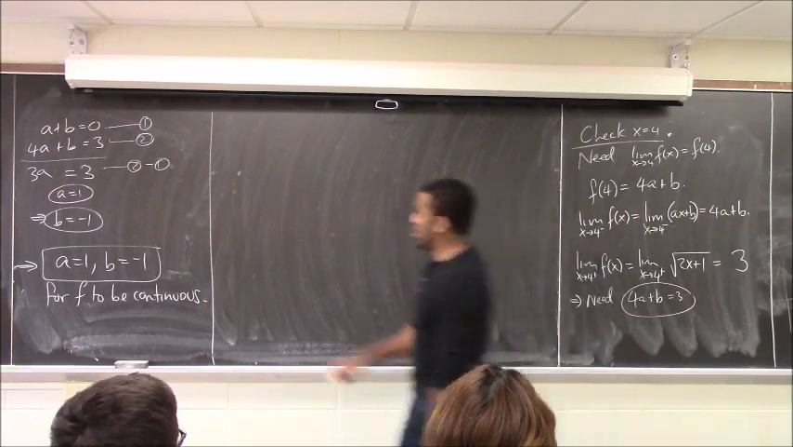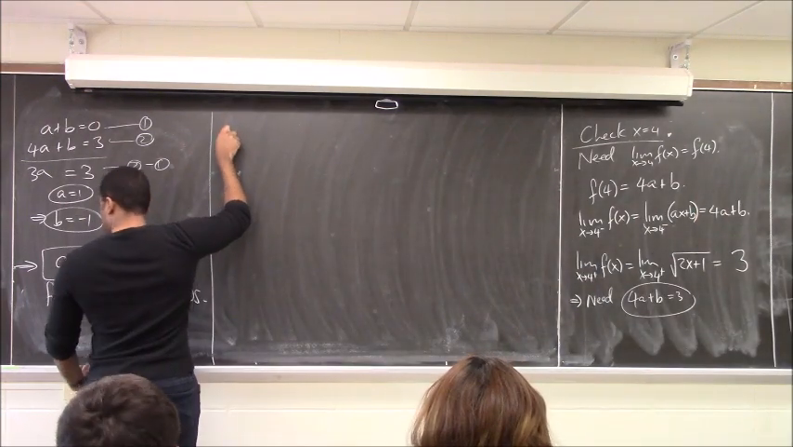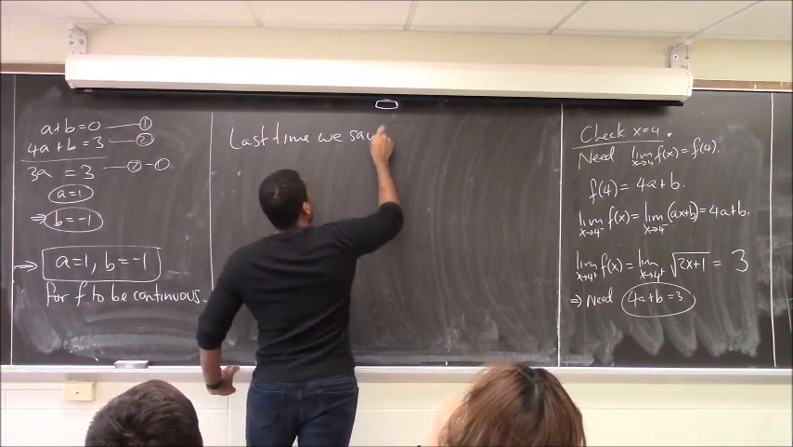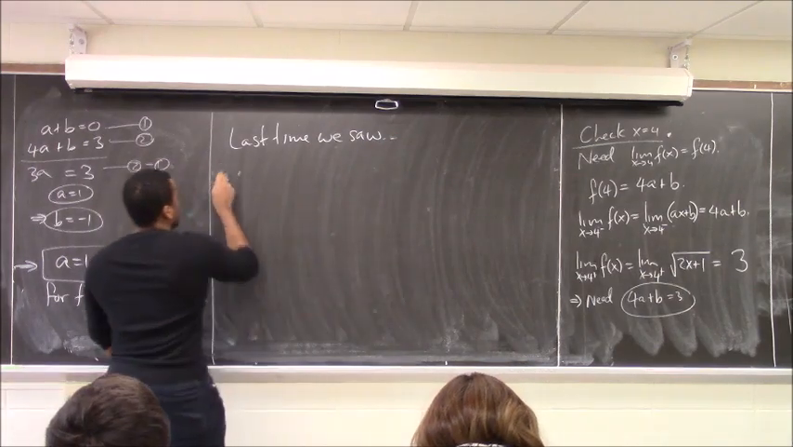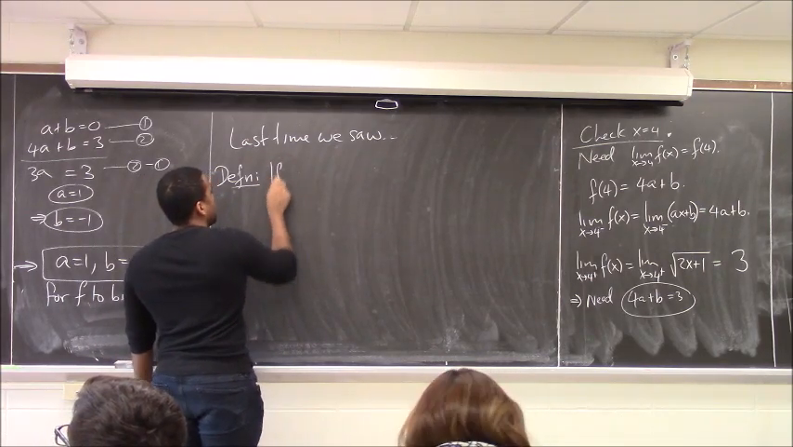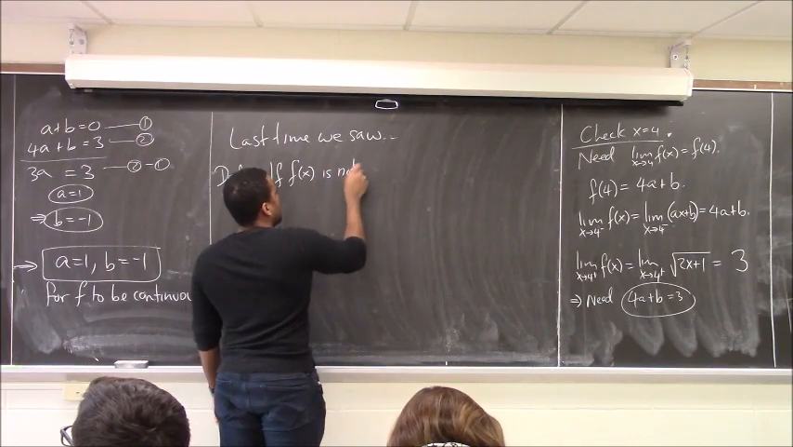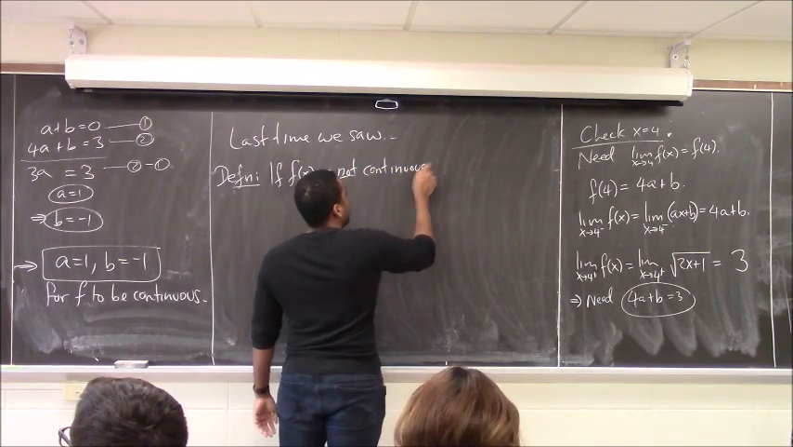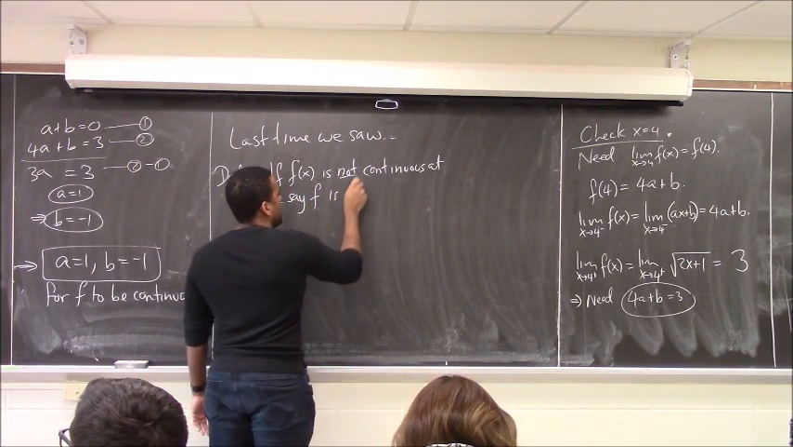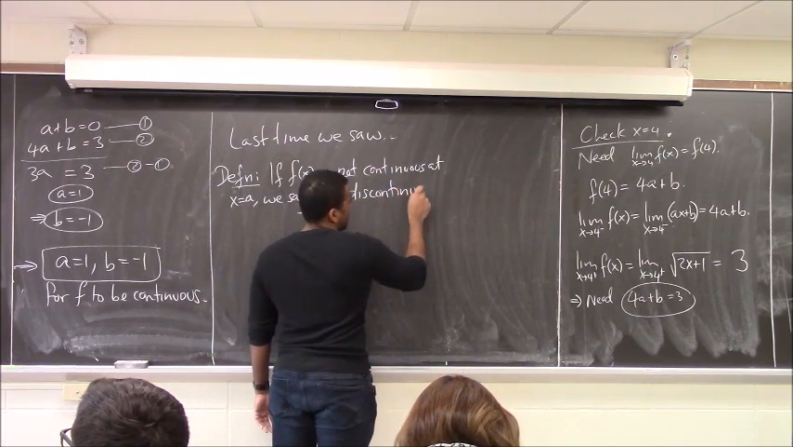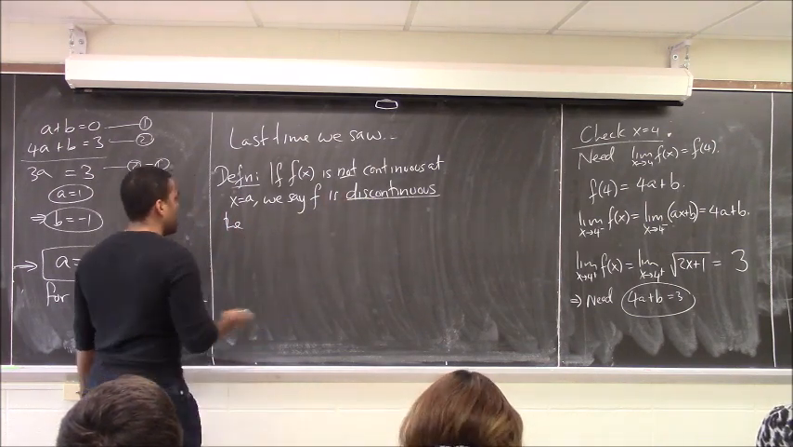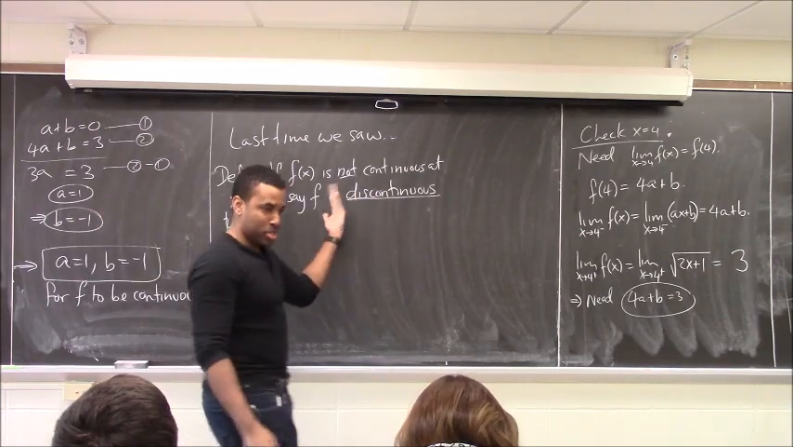Okay, now that we have our brain juices flowing, let's get into some definitions and terminology that I want you to make sure you know. Last time, I don't believe I gave you this definition, so I'll tell you now. Definition: if f of x is not continuous at x equals a, we say f is discontinuous there. So the opposite of continuous is discontinuous. Just telling you which word we use. You don't say uncontinuous or non-continuous. Discontinuous is usually what we call it.